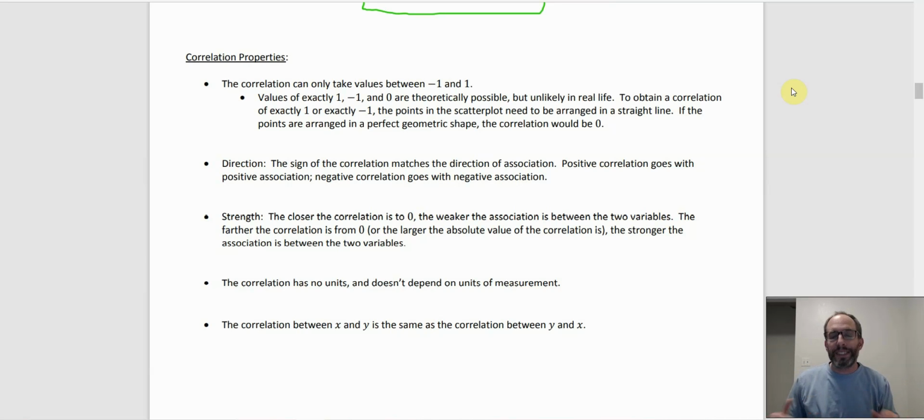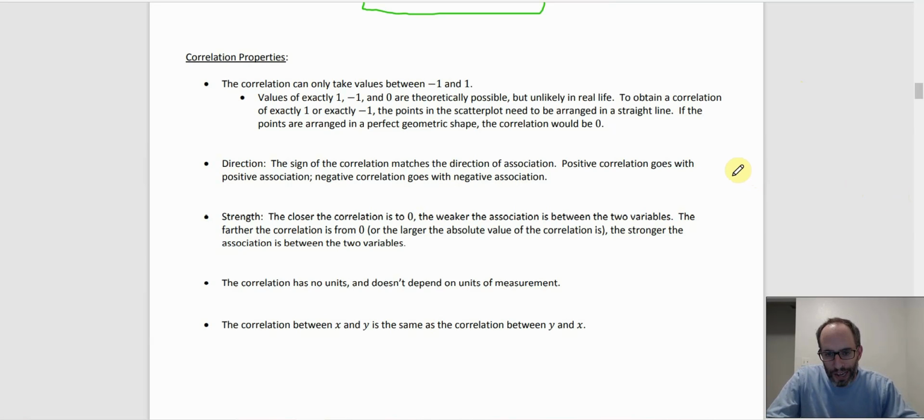And even to get exactly 0, you would need a perfect geometric shape. Like if you had a perfect circle, you would get a correlation of 0. Or a perfect square. Not really going to get those either. So you tend to get values that are close to that if you have something that's really linear, but not exactly -1 or +1. And if you have something really weak, you don't get exactly 0. Maybe you'll get like 0.016 or something. You get something really close to 0, but you don't get exactly 0.